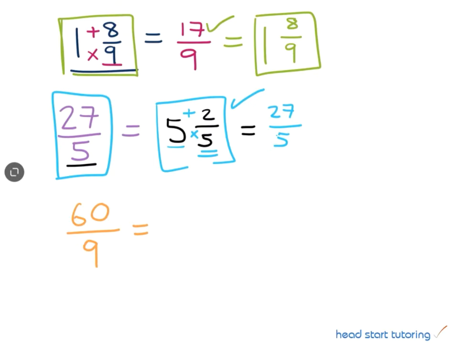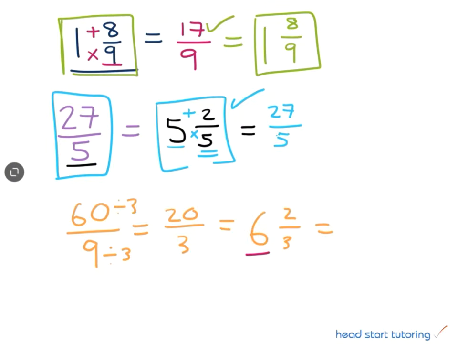Let's have a look at 60 over 9. 60 over 9, firstly, can be divided by 3. Can be simplified because we can divide both 60 and 9 by 3. So 60 divided by 3 is 20. 9 divided by 3 is 3. So 20 over 3 is equal to 3 into 20 goes 6 times. 6 times 3 is 18. The difference between 18 and 20 is 2. So we end up with 2 over 3.